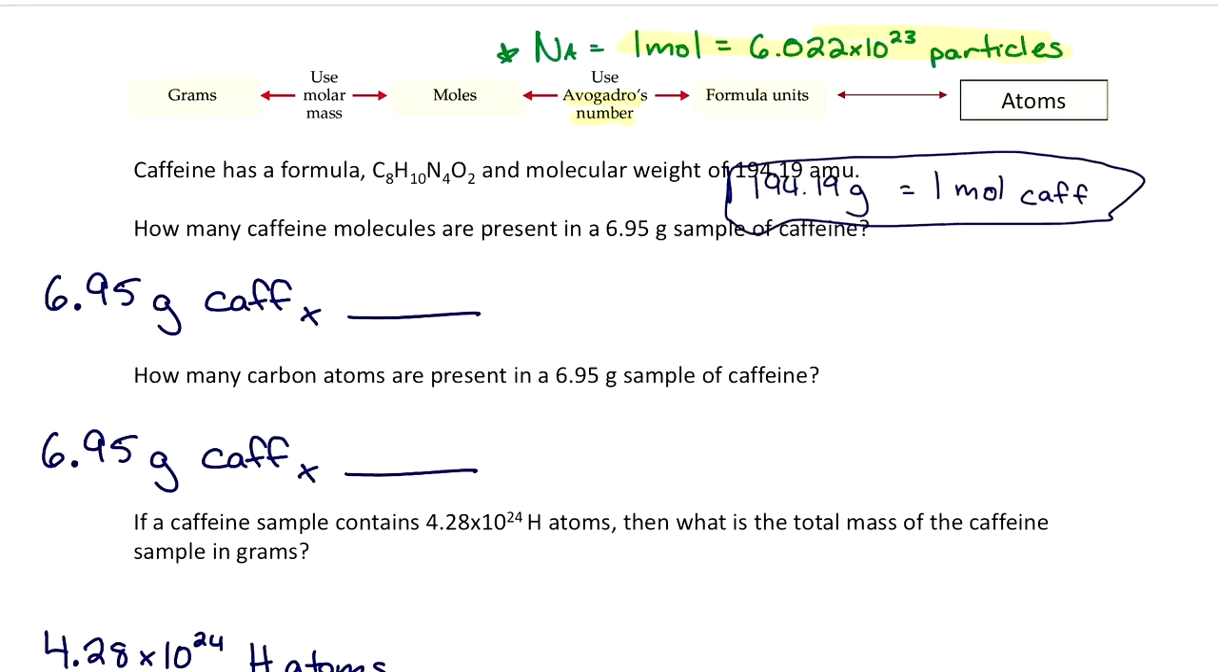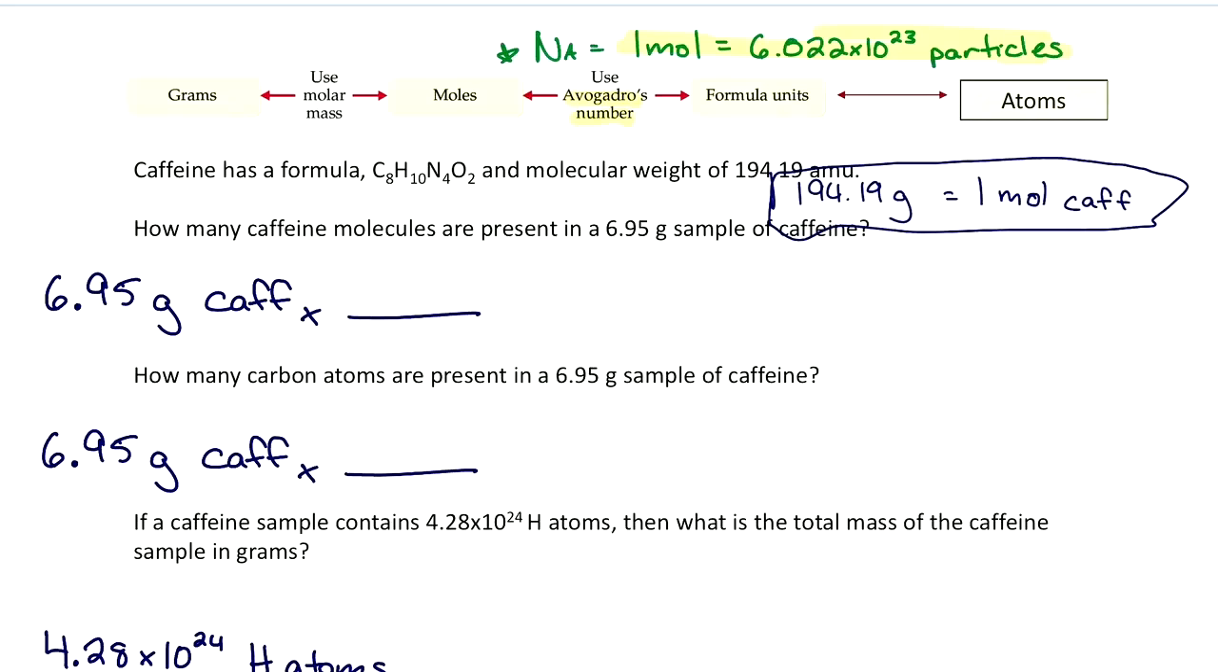We're still going to use the molar mass, okay? So how many caffeine molecules are present in like 7 grams of sample? So we're still going to use molar mass here. Where am I going to put the 194? On the bottom. 194.19 grams is on the bottom, and then 1 mole of caffeine on top. This puts me in the unit of moles of caffeine. But I don't want to stop there. I want to keep going to molecules.